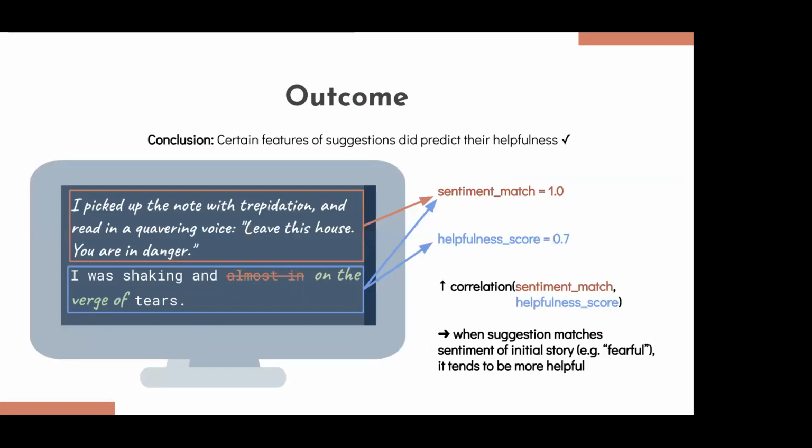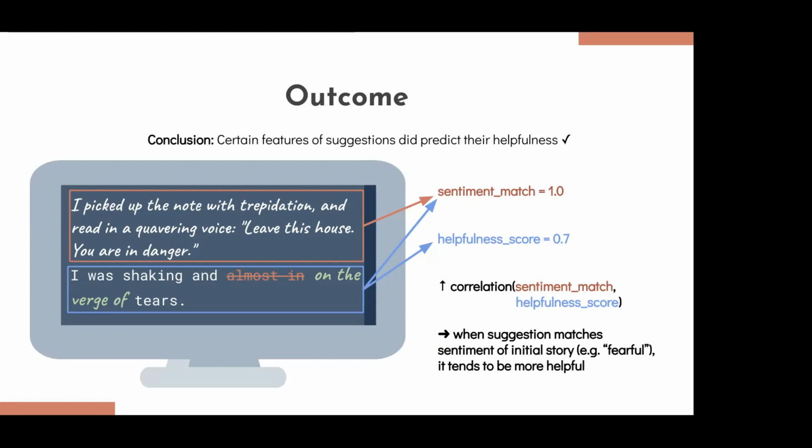So I'll show an example of this here. So the overall conclusion that we made from this work is that we could actually look at certain features of the suggestions and find that they did predict their helpfulness. So we could analyze this relation in discovering, what do people actually like about the suggestions beyond just them telling us what they liked? What can we see from what they actually did with it in the interaction?